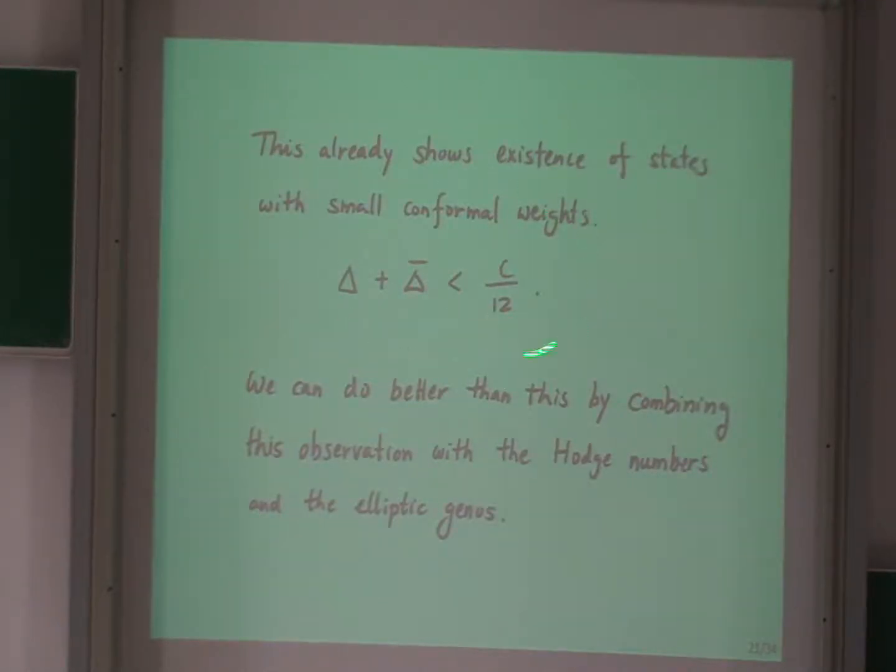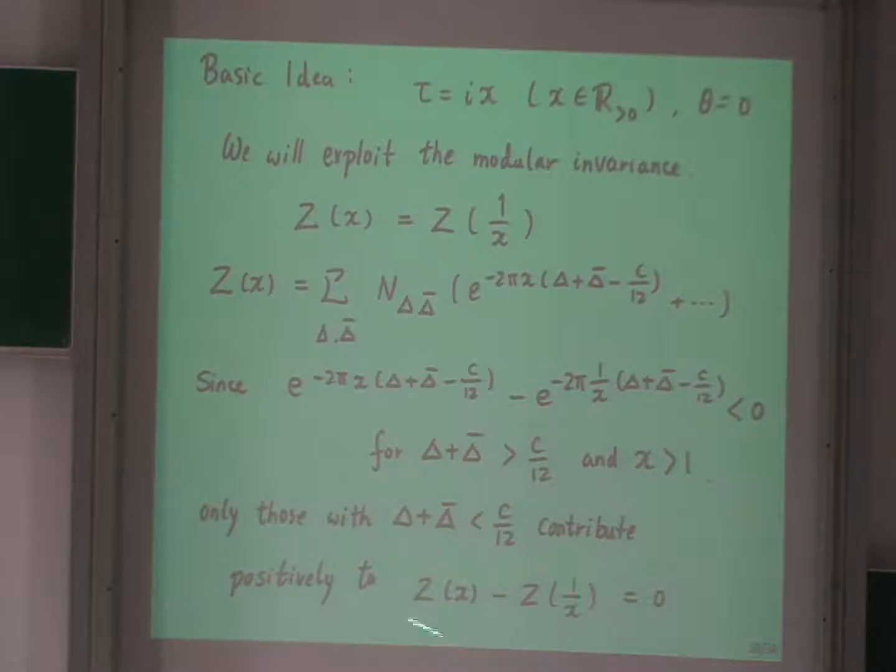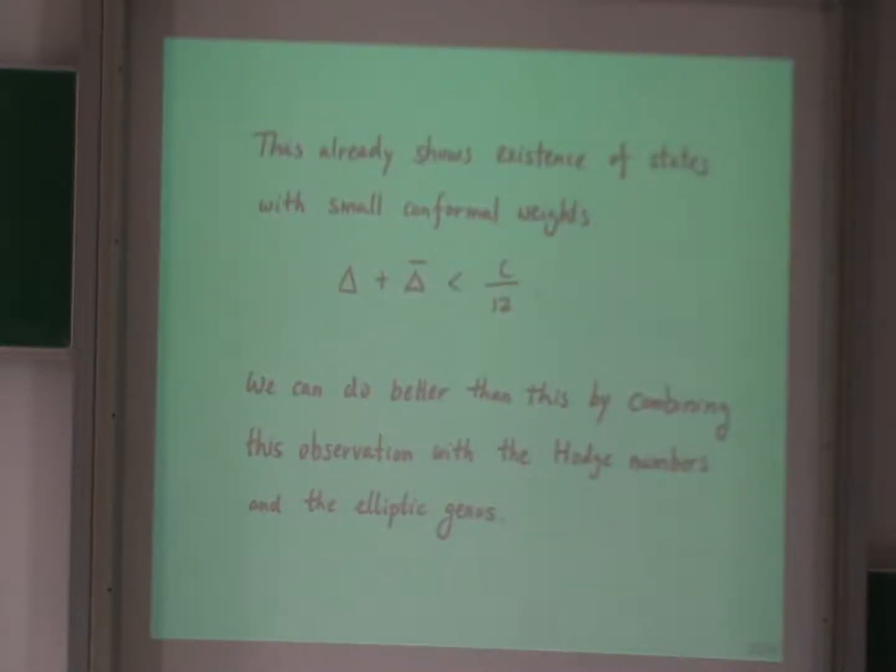So this already shows the existence of states of small conformal weight, because if there were no such states, then everything that contributes to this summation would be negative, and there is no way that a sum of negative numbers becomes 0. That's the first step in showing the existence of states of this type. What I'm going to do for the rest of my talk is strengthen this statement by taking advantage of our knowledge of Hodge numbers and the elliptic genus. This is true for any conformal field theory. And then I'm going to apply the same idea in the specific case of N=2 sigma models with Calabi-Yau target space, by taking advantage of the additional knowledge of Hodge numbers and the elliptic genus.